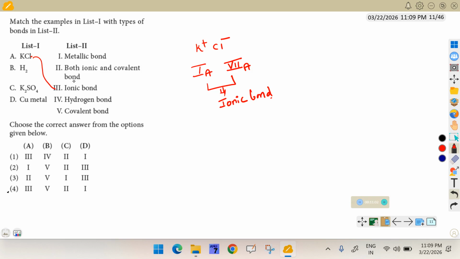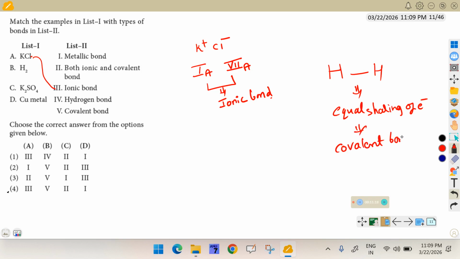In the case of H2, equal sharing of electrons takes place. So which bond is formed? Covalent bond. This is a non-polar covalent bond, because it is formed between the same type of atoms. So B5, A3, B5, only one option, that is the third option.